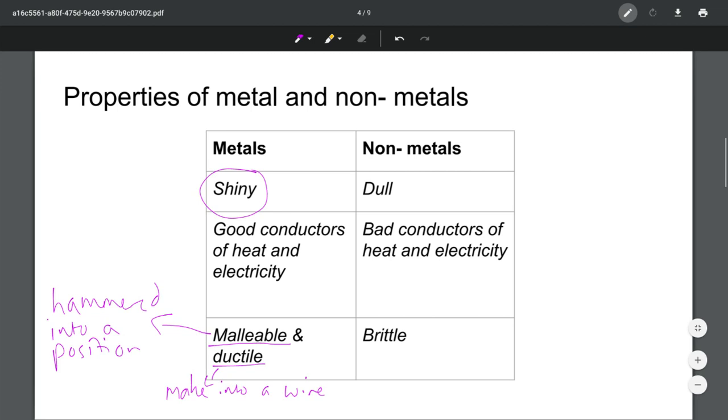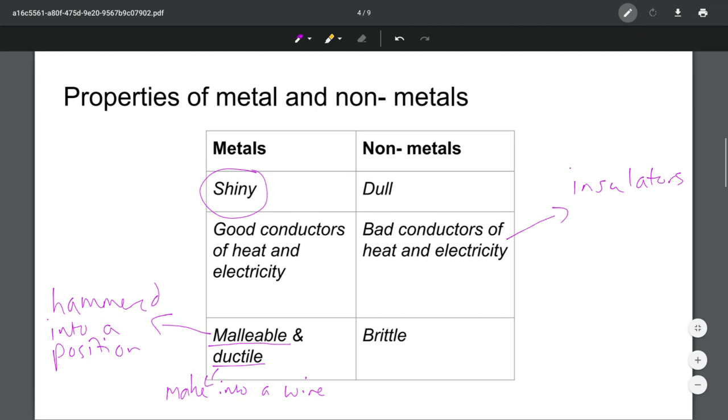Now, non-metals then are kind of opposite to this. So they don't tend to be shiny. They tend to be more dull in appearance. They are bad conductors of heat and electricity. Some of them can conduct it a little bit, but generally they're a lot worse. You wouldn't use them to make a wire, for example. So many of them are what we call insulators, meaning that they don't conduct heat or electricity very well at all.